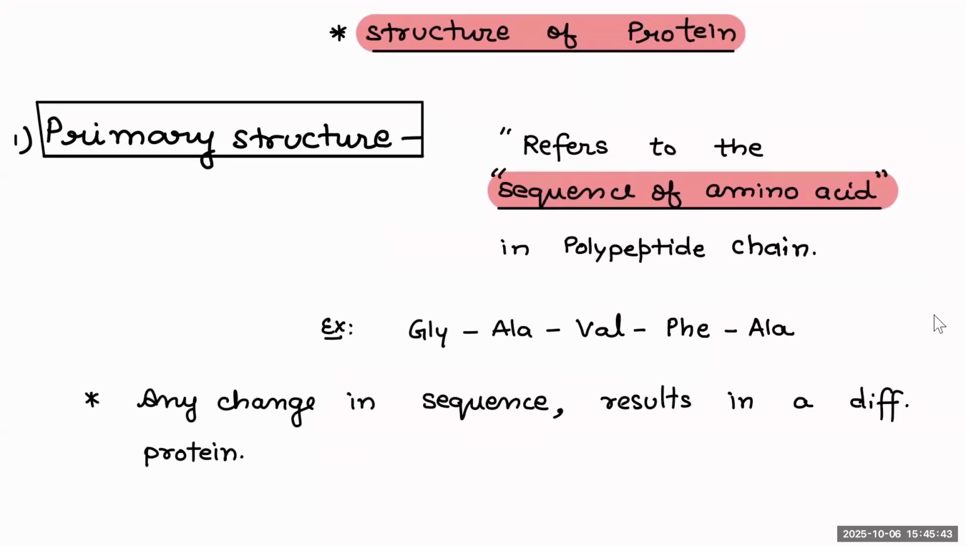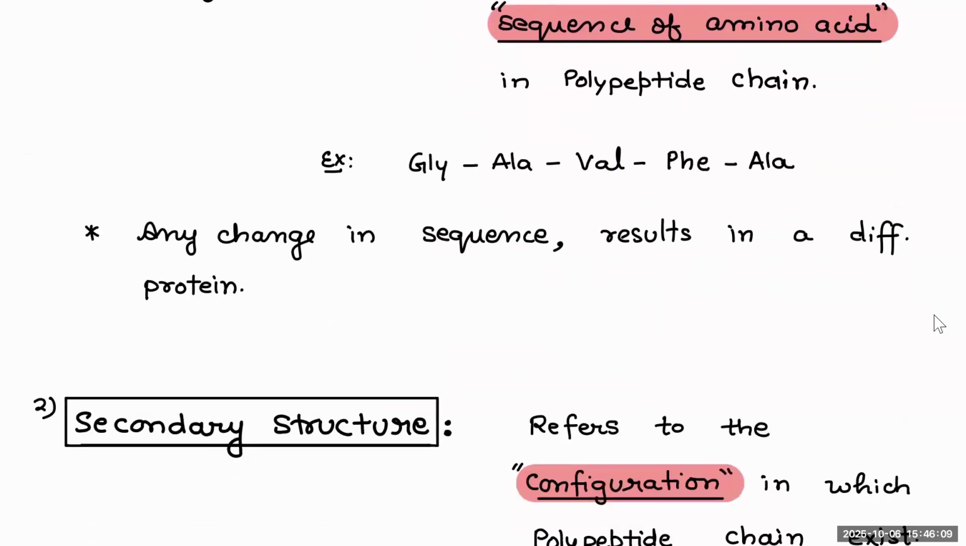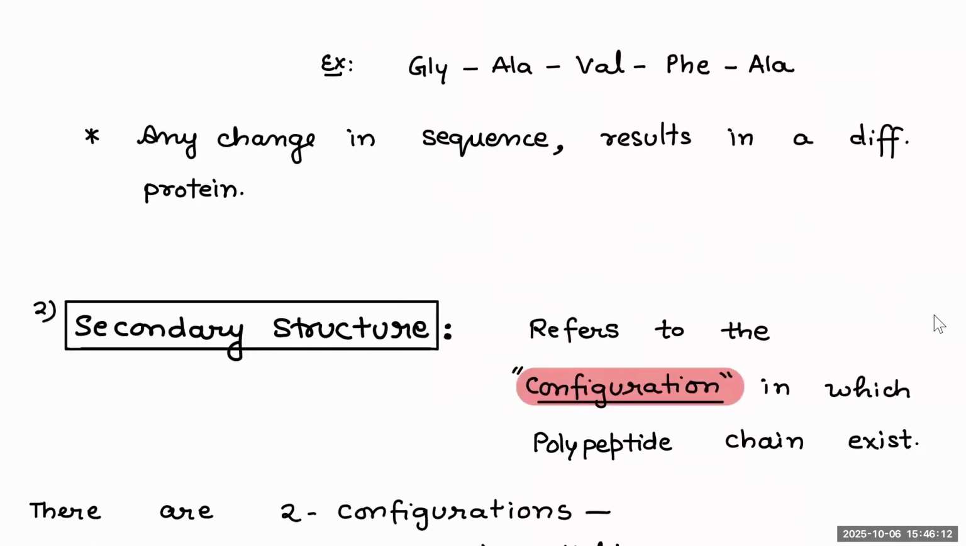Now let's talk about the structure of protein. Protein can be classified based on its structure, which is again 4 parts. One is primary structure. Primary structure refers to the entire sequence of amino acids. For example, glycine, alanine, valine, phenylalanine. This is a sequence. If the sequence differs, it will result in a new protein. Even if you change anything at even one position, that means it is a new protein altogether.